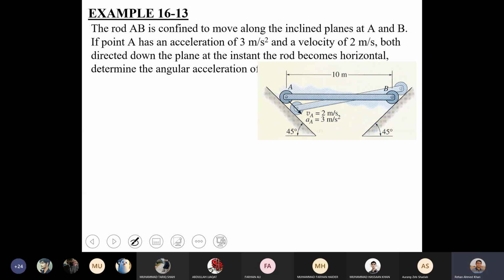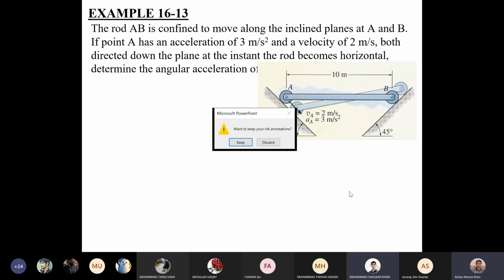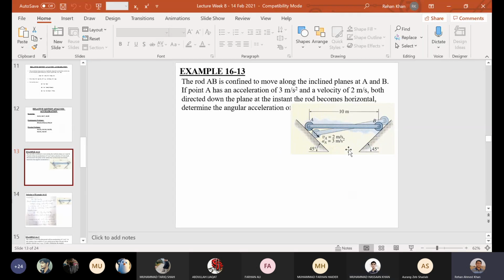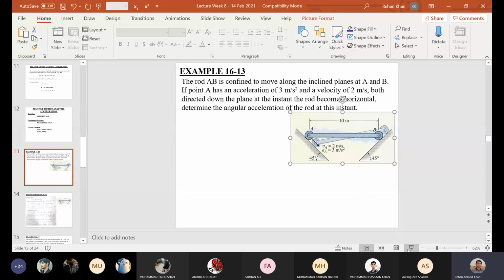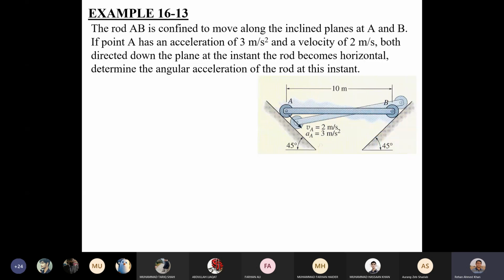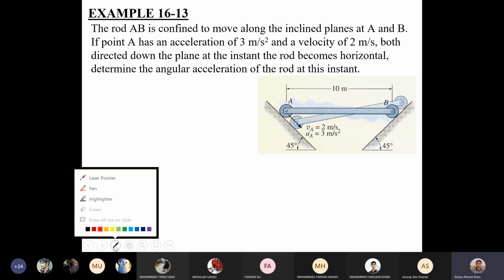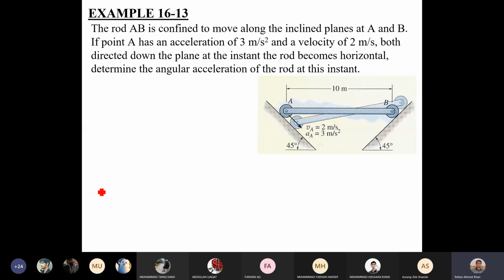Okay, starting with example 16-13, can you see the figure of example 16-13? Yes. The wording is slightly missing here, let me move it down. Okay, here you have three rigid bodies. One is a roller A or rigid body A, the other one is rigid body B, and both these rigid bodies A and B are constrained to move along the inclines as shown in the figure, moving on 45 degree inclines. Then you have a rigid link connecting these two rollers, this link AB. It has a length of 10 meters and this rigid link is connecting point A and point B with each other. So let us read the statement first of all.